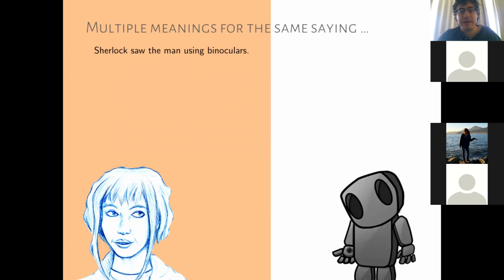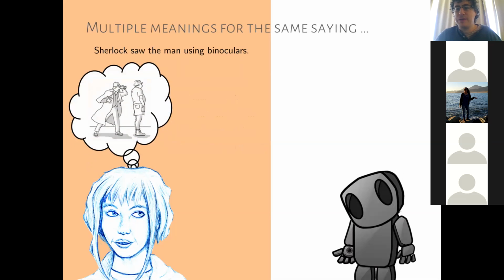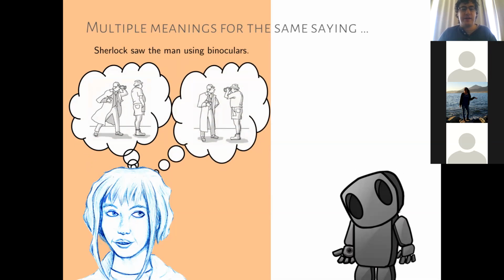We might have multiple meanings for the same sayings. Sherlock saw the man using binoculars. So what does this sentence mean? Actually, it's ambiguous even for humans, right? So it's possible that Sherlock saw the man using binoculars to see the man. Or it's possible that Sherlock saw a man and that man was using binoculars. Okay, so the machine is definitely frustrated at this point.